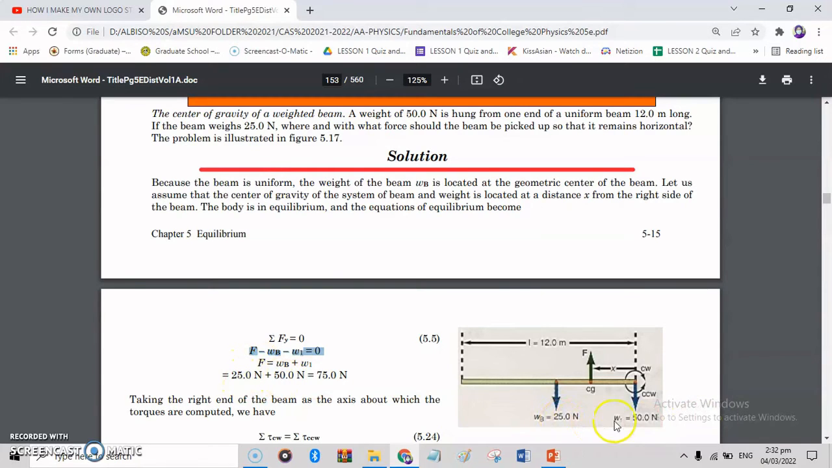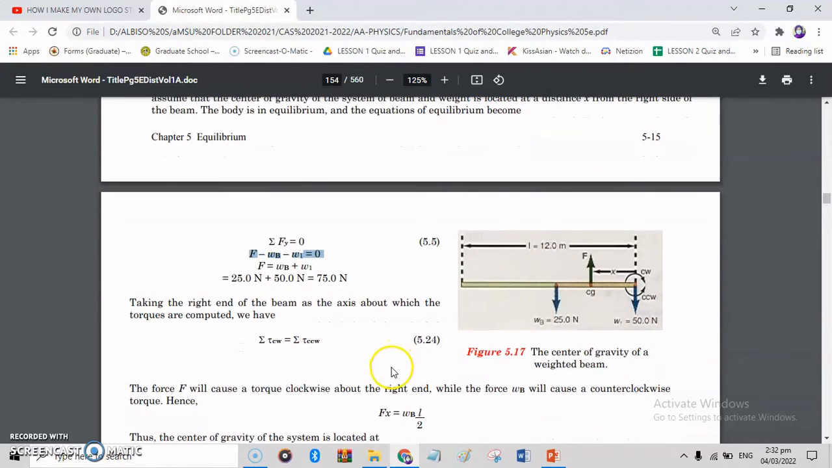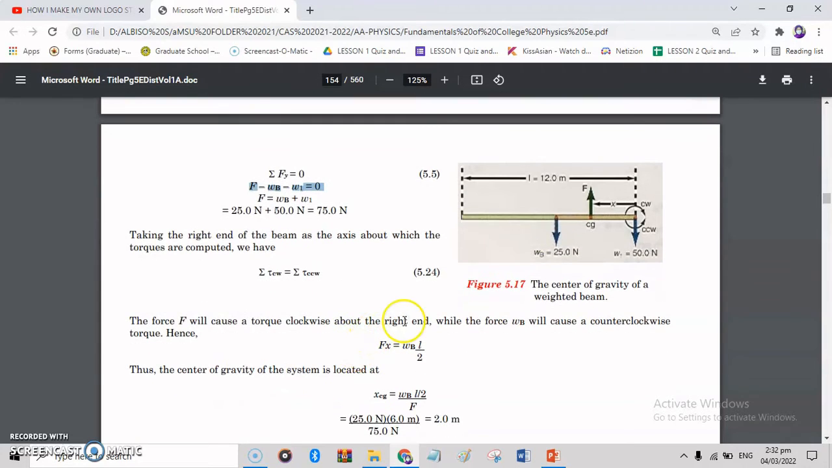Okay, kasi given na 25 and 50, and that is 75 Newton force. So, you have to exert a 75 Newton force. Ang question is, saan banda sa beam? Okay? Now, for the second condition, that all the torques along the clockwise is equal to the torques along the counterclockwise, we see that ang point of reference niya dito is yung kung saan naghang yung 15 Newton weight.